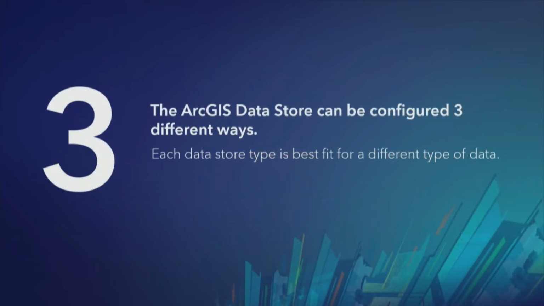Okay, so we had 5 was server roles, 4 was software components, and now we're at 3. So I mentioned the spatiotemporal big data store, and that is part of the ArcGIS data store. The ArcGIS data store actually has 3 different ways that it can be configured, because, why not? Now, each data store type is designed to work with a certain type of data. Because if you think about this as technologists, yes, of course, there are certain data structures that just work better.